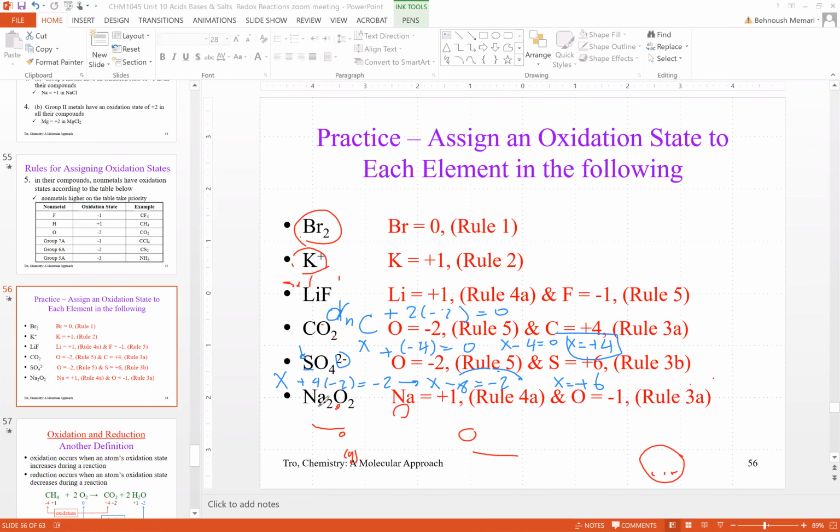Sodium is always +1. And if sodium is +1, 2 times +1 equals 2 times X. So oxygen must be -1, or you could say in peroxide, and you can use that as the next rule. The oxidation number of oxygen in peroxide is always -1.